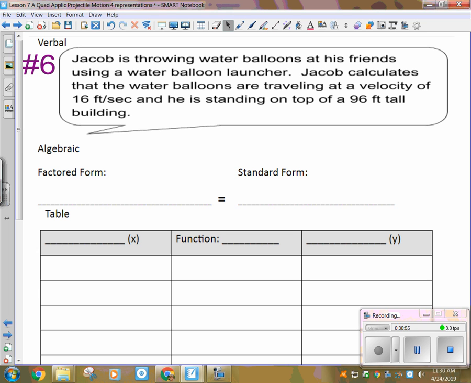All right, last question. Jacob is a real fella. Real good guy, you think. He's your buddy. But Jacob is throwing water balloons at his friends using a water balloon launcher. What a good guy he is. Jacob calculates that the water balloons are traveling at a velocity of 16 feet per second when he launches them. And he's standing on top of a 96-foot tall building. What a guy he is.